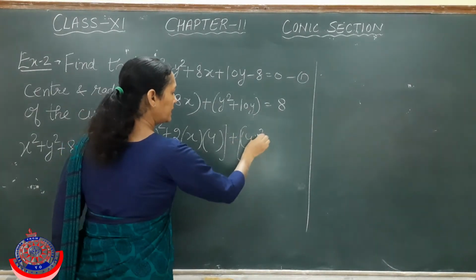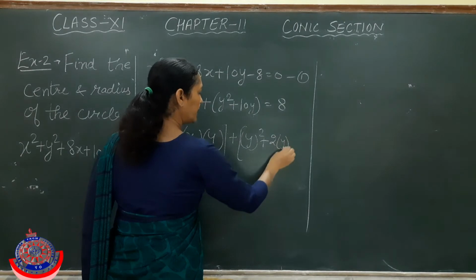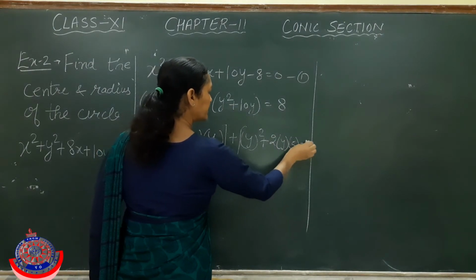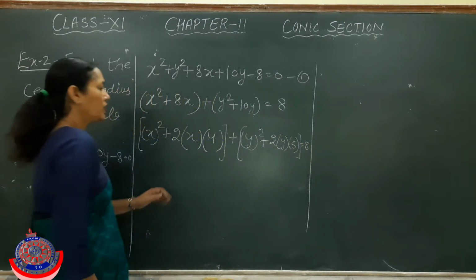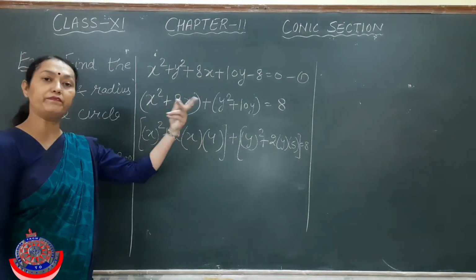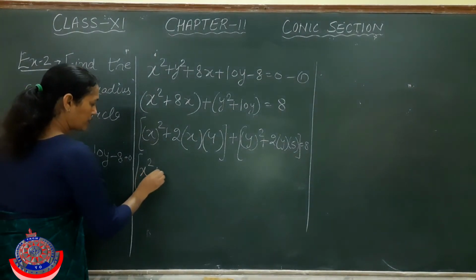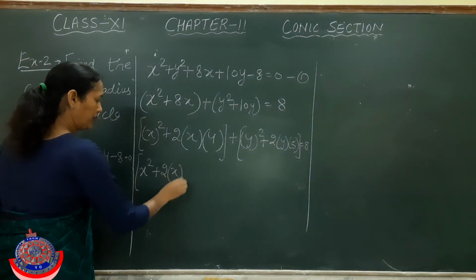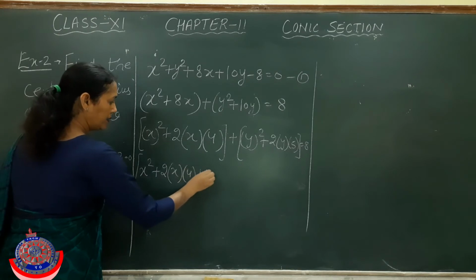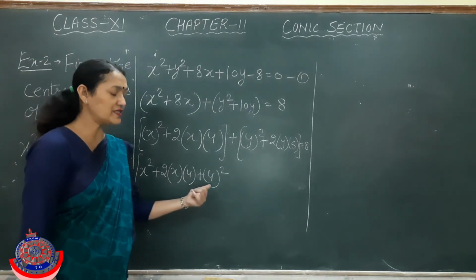Y whole square, 10 means 2 into 5 equals to 8. Now which term is missing? a square, 2ab, b square is missing. So if we complete this, x square 2ab plus b square, it means what we have done, addition of 16.